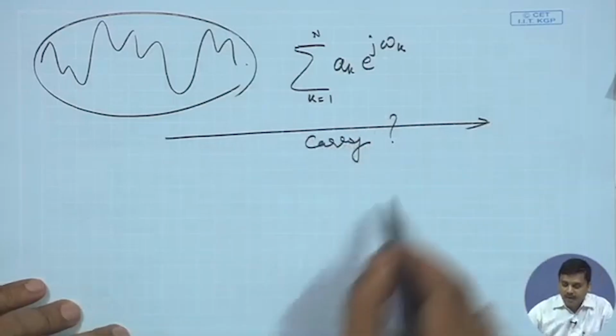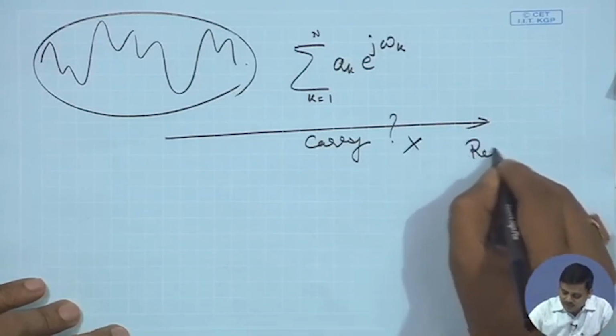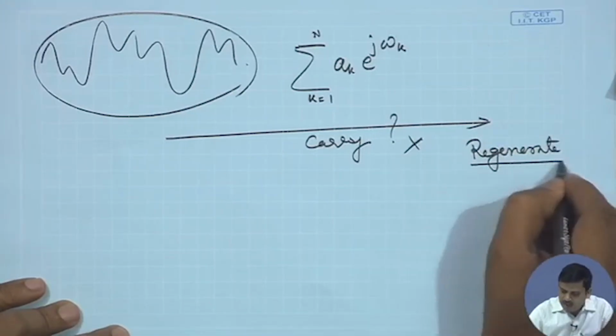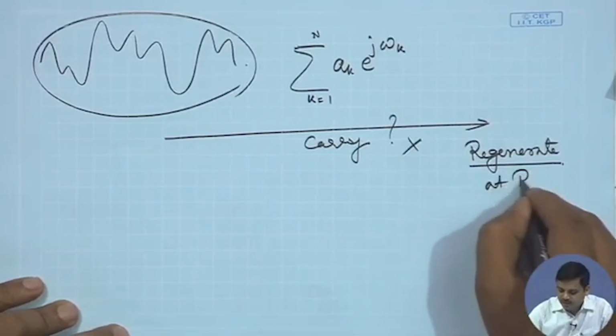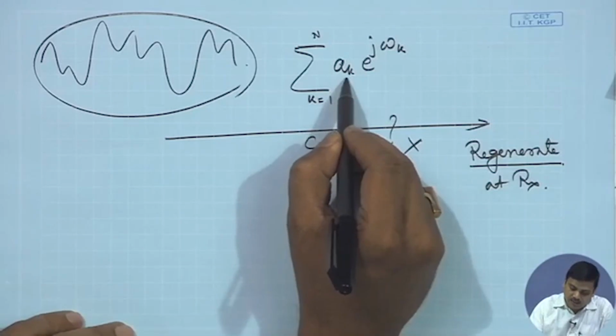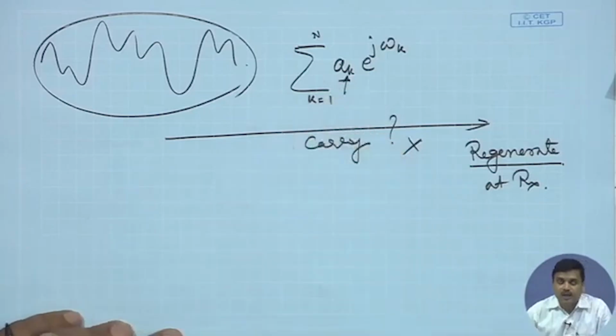You probably don't need to carry it. You can simply regenerate it at the receiver. Now to regenerate it at the receiver, what do you need? What you need is basically these coefficients which capture both amplitude as well as phase.